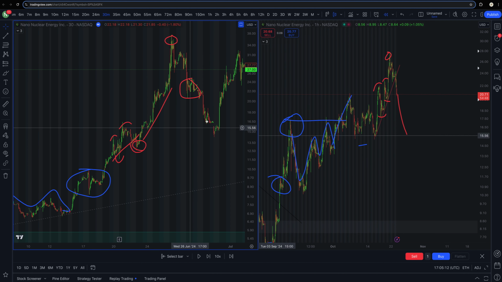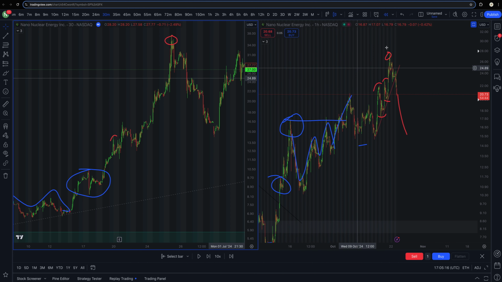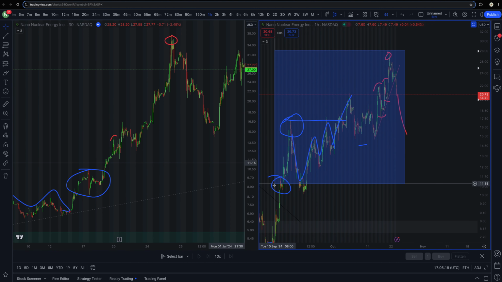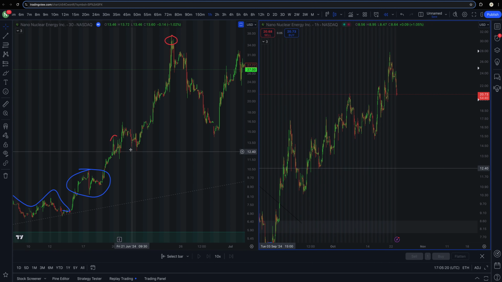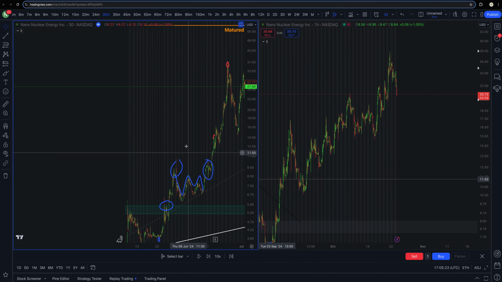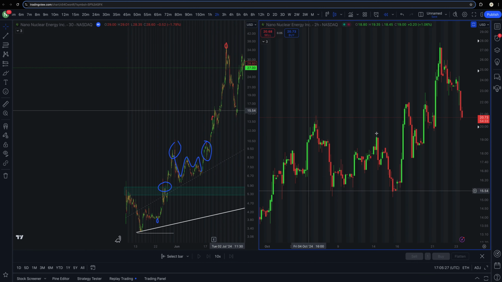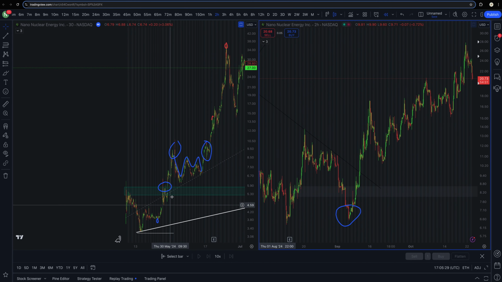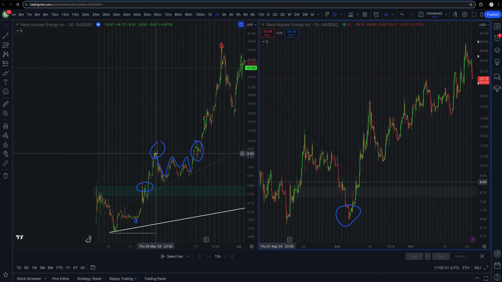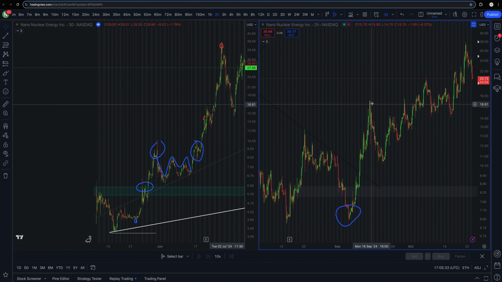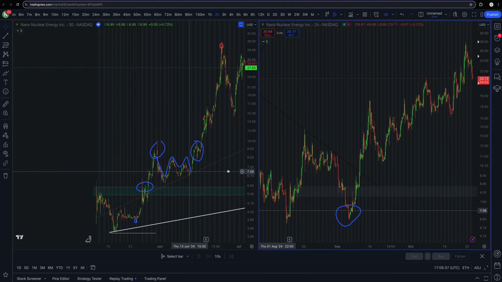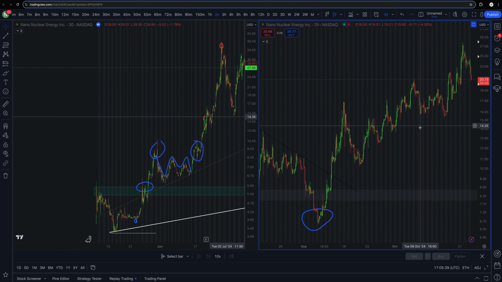scenario. Now the second scenario is the one where we are technically still here. So let's put this on the 2 hour. So this scenario has us being right here. So we push up, pull back, push up, pull back, and we attribute all of this price action to this again. But here's where it gets a little bit tricky.